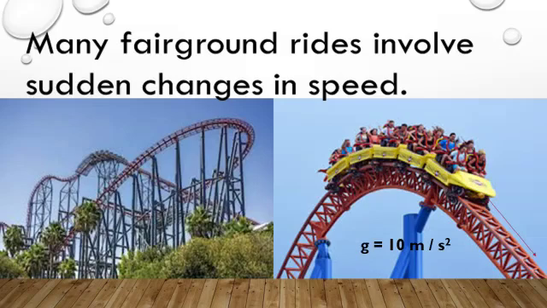Changing direction also requires a force. So when you loop the loop or veer to the side, there must be a force acting. This is simply the force of the track whose curved shape pushes you around.